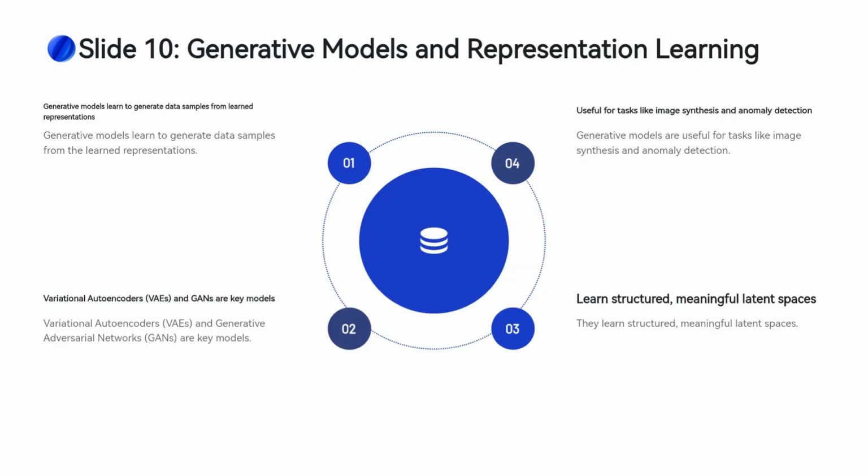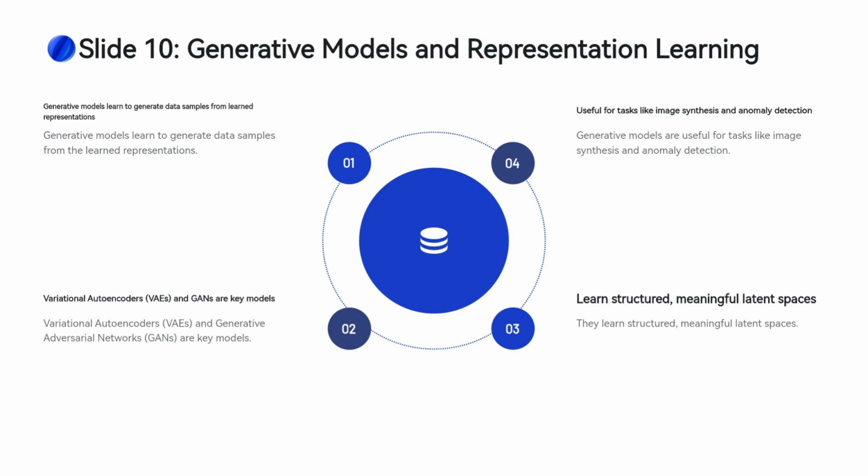Generative models such as variational autoencoders, VAEs, and generative adversarial networks, GANs, are powerful tools for representation learning. These models aim to learn a latent space that captures the underlying structure of the data. VAEs, for example, model the data distribution probabilistically and learn to map input data to a probabilistic latent space. The decoder then reconstructs data from this latent representation, enabling the model to generate new data samples.